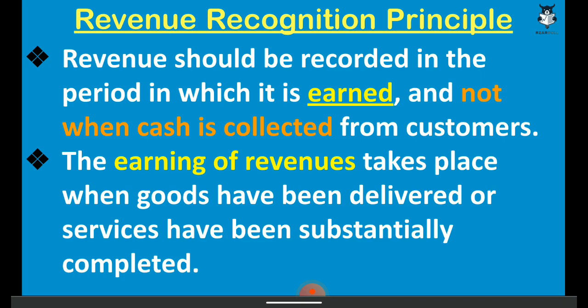Since the earning of revenues is the main concept, the earning of revenues takes place when goods have been delivered or services have been substantially completed. So when do we recognize that the revenue has been earned and it will be recorded as per revenue recognition principle? It is when the goods have been delivered. For example, if goods like good A have been delivered to the customer, then we will say that the revenue has been earned regardless of whether the customer has paid for it. And if the services are delivered, just like the doctor delivered the services to the patient, then we say that the revenue has been earned. It doesn't matter, remember, whether the cash has been paid by the customer or not. When you provide goods and services, you recognize the revenue, and that essentially is the revenue recognition principle. And remember, revenue recognition principle is one of the two subparts of accrual basis of accounting.